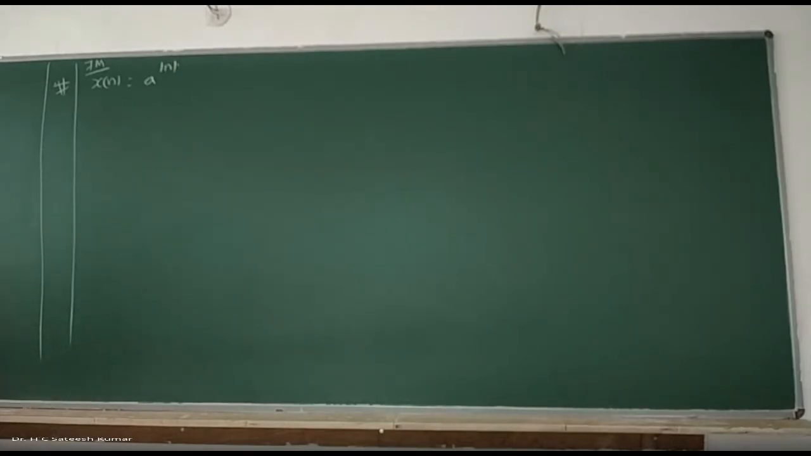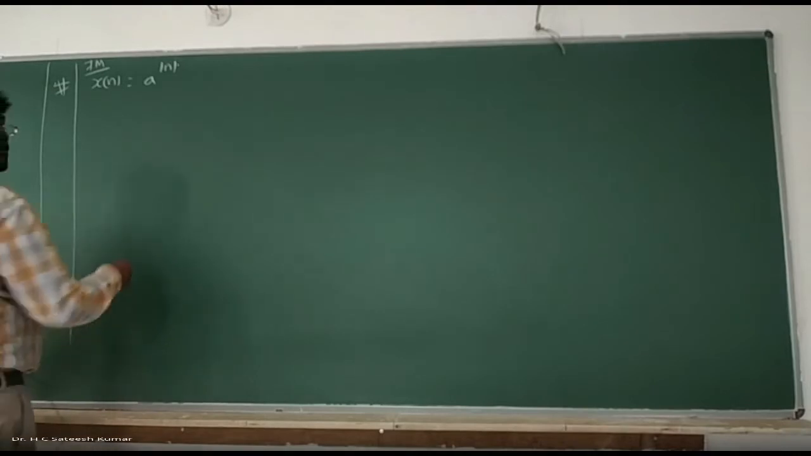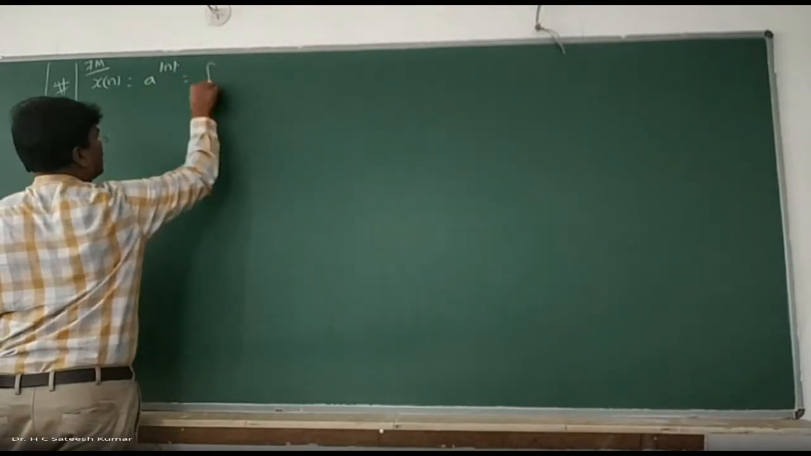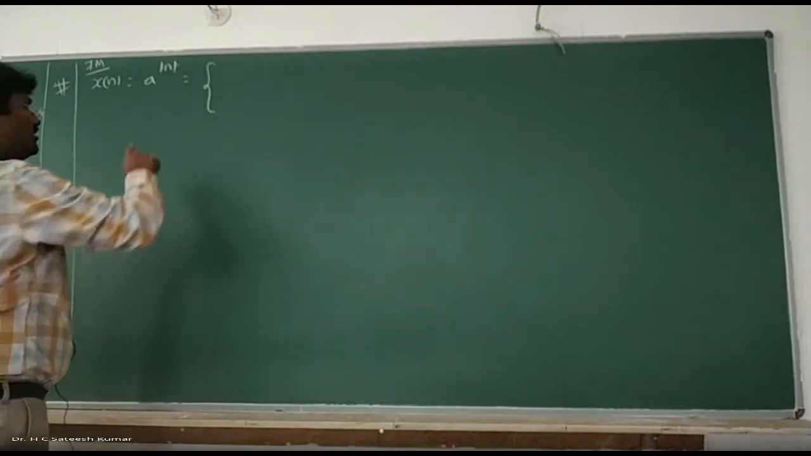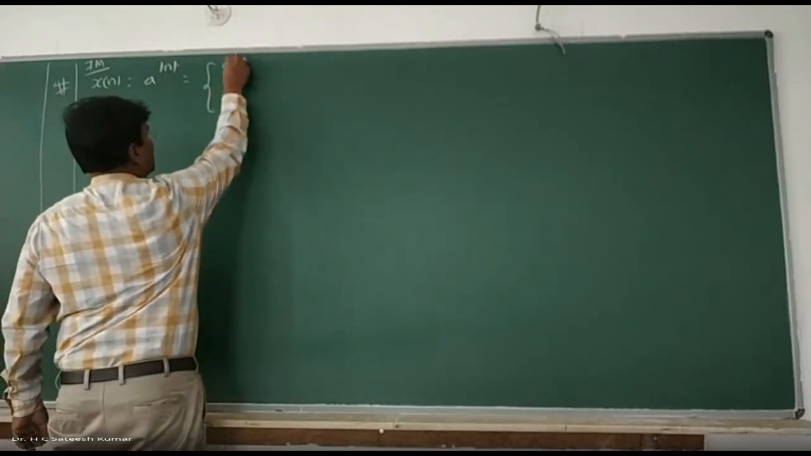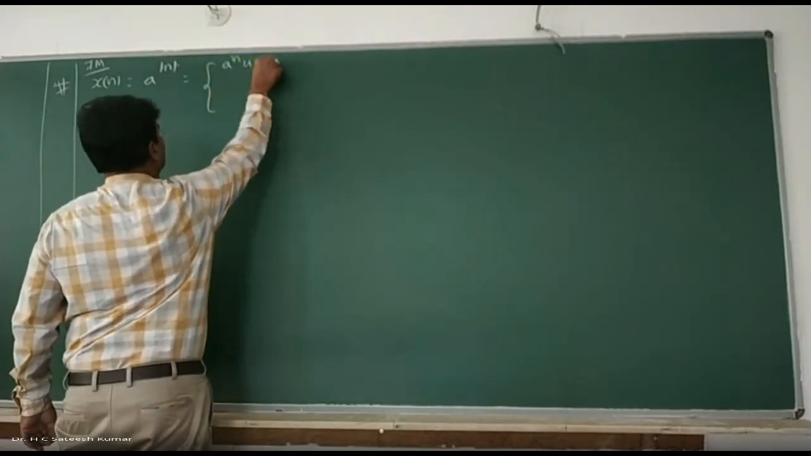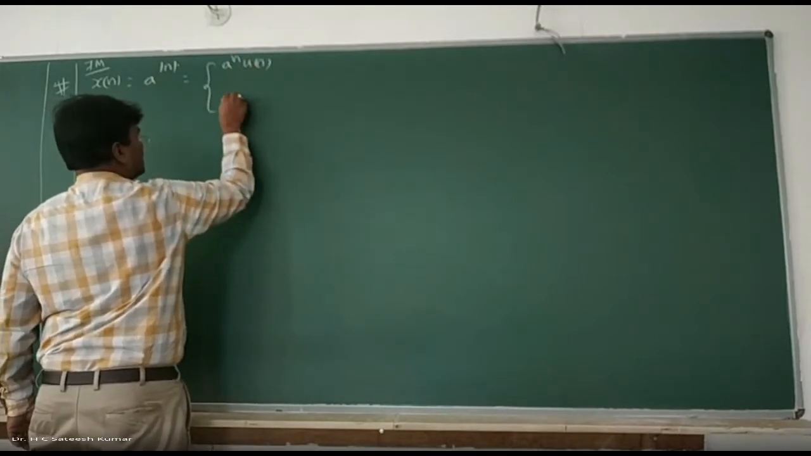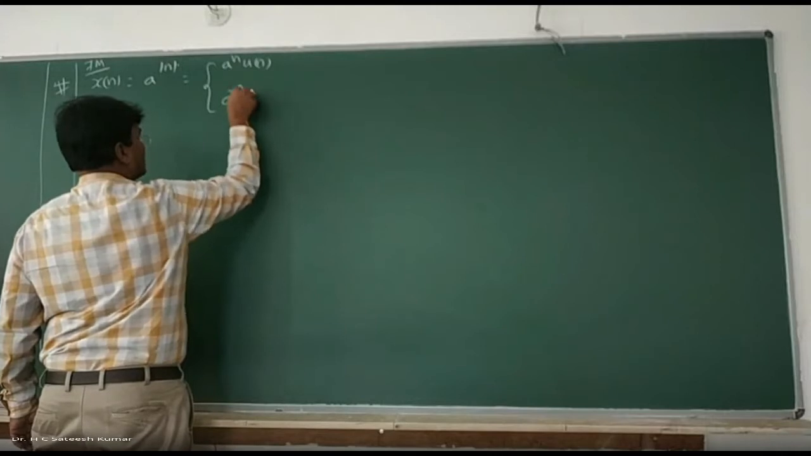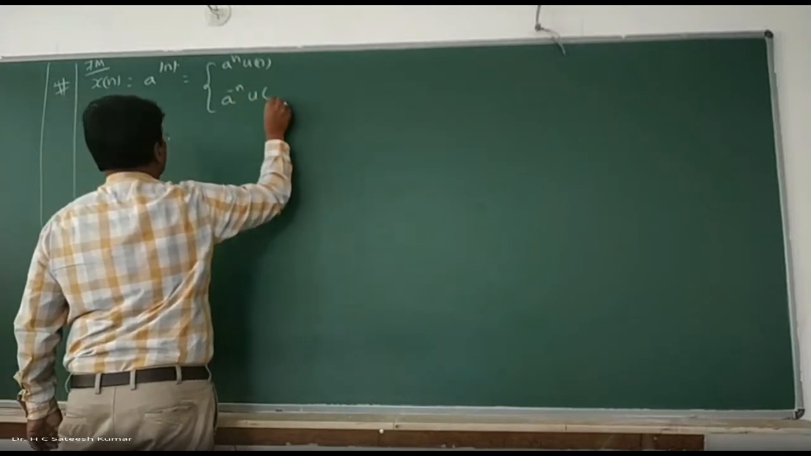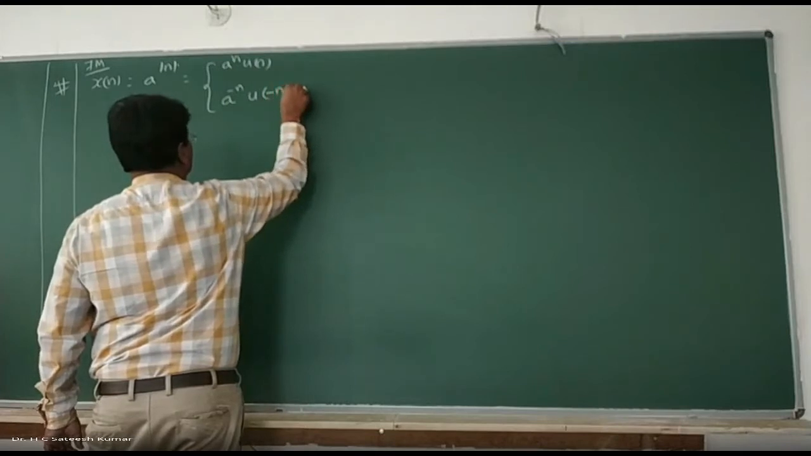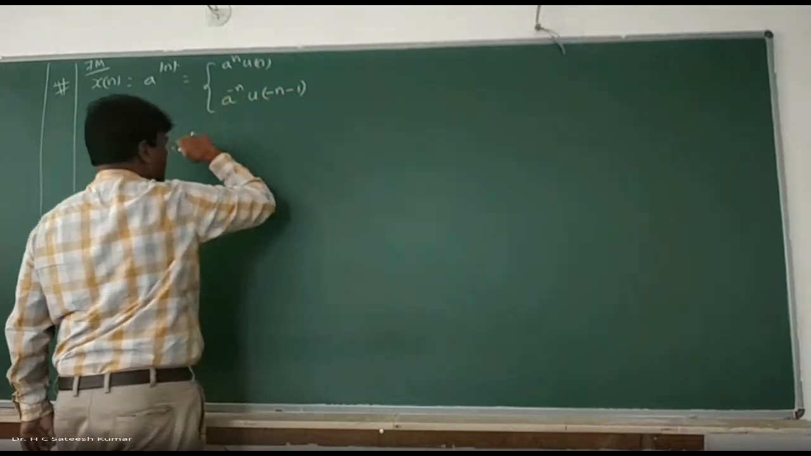So how to solve this problem? A to the power of mod n is nothing but, for positive values, a to the power of n into u of n. For negative values of n, it is a to the power of minus n into u of minus n minus 1, because I should not include 0.